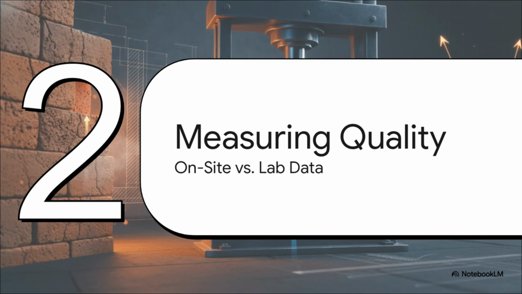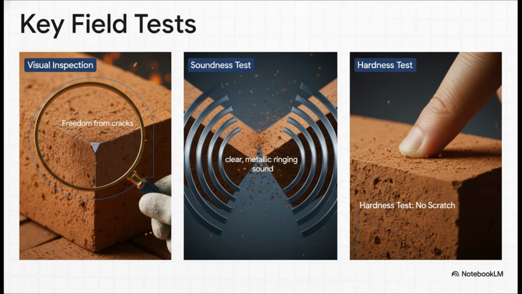Okay, so now we know the classifications. The next logical step is to figure out how we actually measure that quality. How do we confirm if a brick is first class or third class? This involves both quick checks on a construction site and precise measurements in a lab. So, imagine you're on site and a truckload of bricks arrives. What do you do? You perform a few quick field tests.